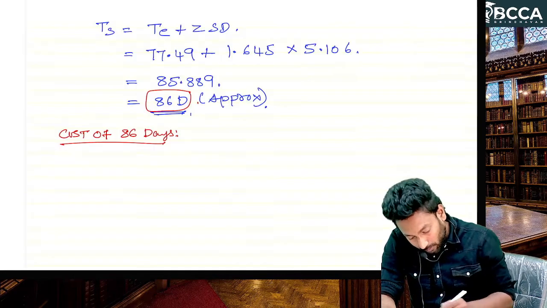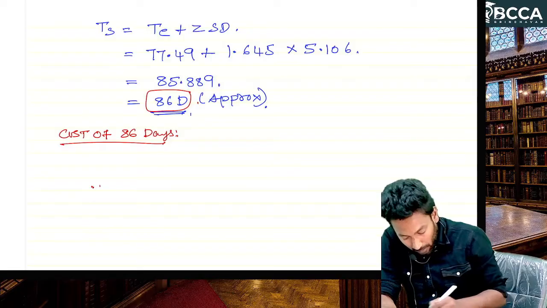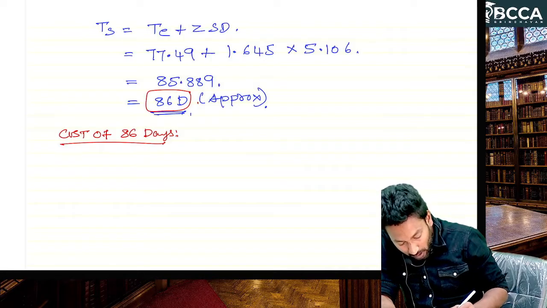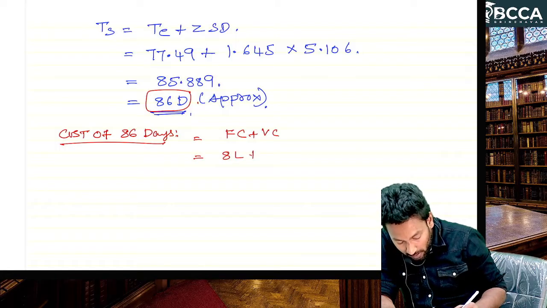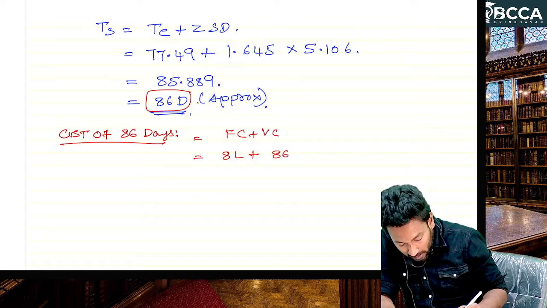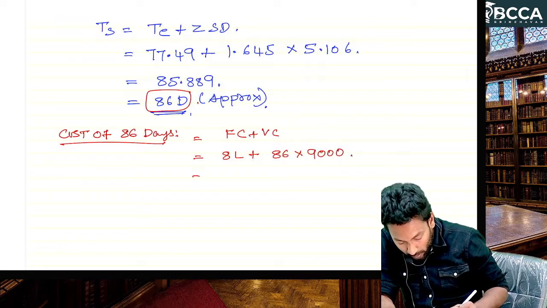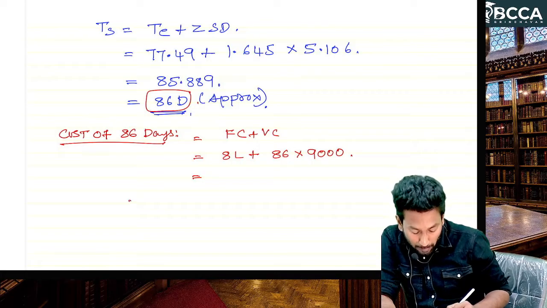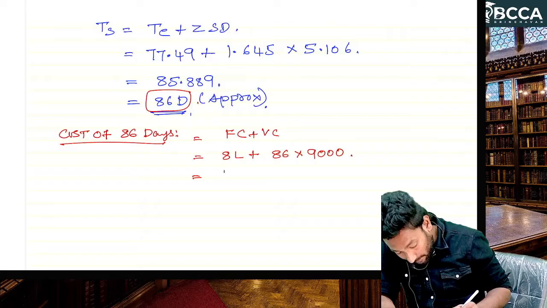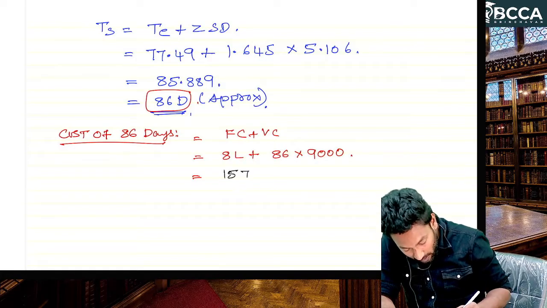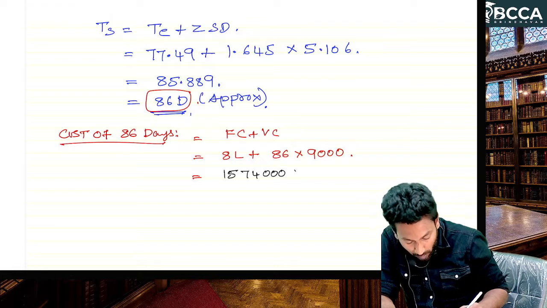The cost of the project is equal to fixed cost plus variable cost. So fixed cost is 8 lakhs, plus variable cost is 86 days, for each day 9,000. Let me know the total value. 15 lakhs 74,000.